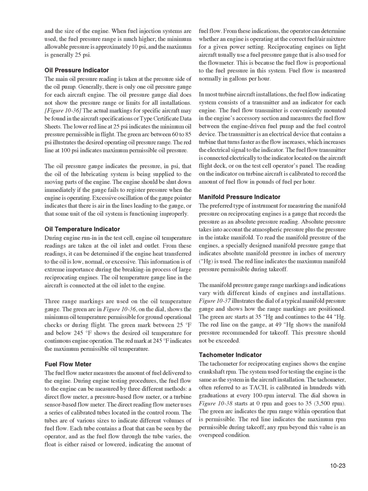Reciprocating engines on light aircraft usually use a fuel pressure gauge that is also used for the flowmeter. This is because the fuel flow is proportional to the fuel pressure in this system. Fuel flow is measured normally in gallons per hour.